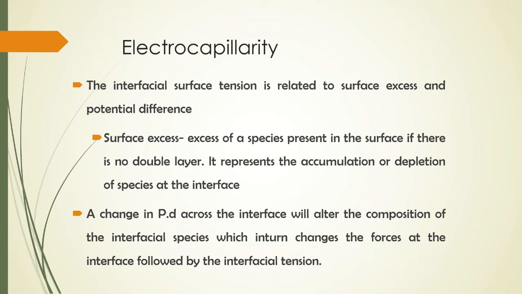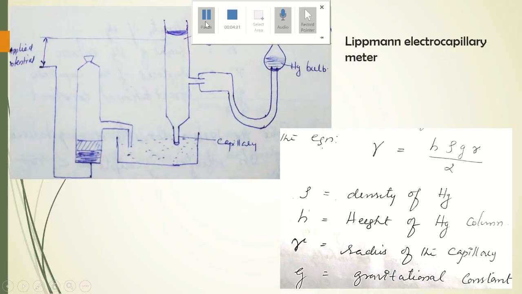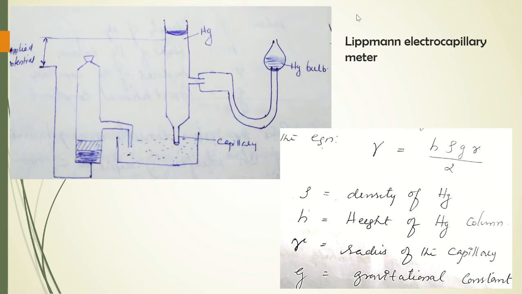The interfacial surface tension gamma of a mercury solution can be obtained with a Lippmann electrocapillary meter. There is a special setup which consists of different parts. The first one is the mercury solution polarizable interface. The second one is a non-polarizable interface, an external source of variable potential difference, and an arrangement to measure the surface tension gamma of mercury in contact with the solution. This is just the schematic representation of that capillary meter.